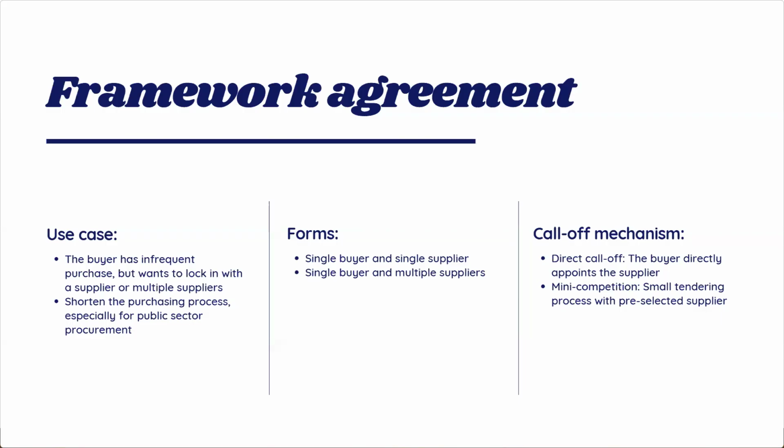Under the framework agreement, as you know, it is not a contract. But when we issue a purchase order under this framework agreement, and the supplier accepts that, it creates a contract with the terms and conditions of the framework agreement. So we need to have something known as the call-off mechanism.